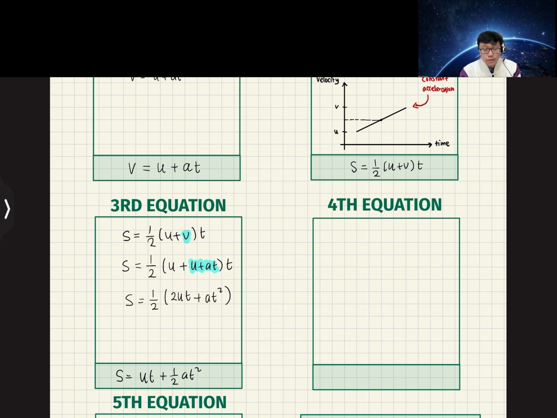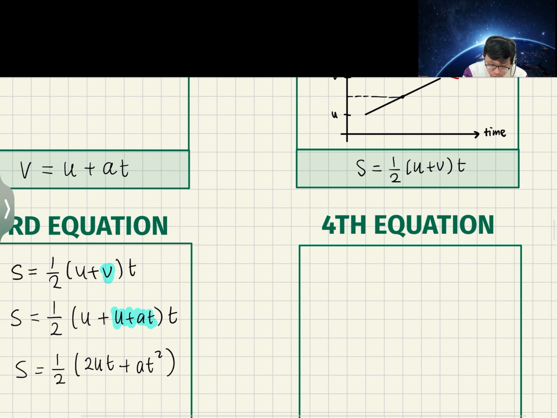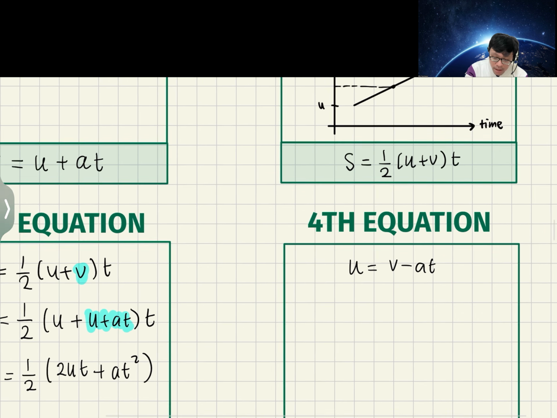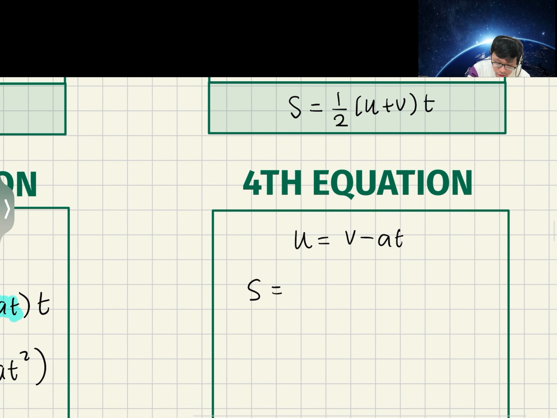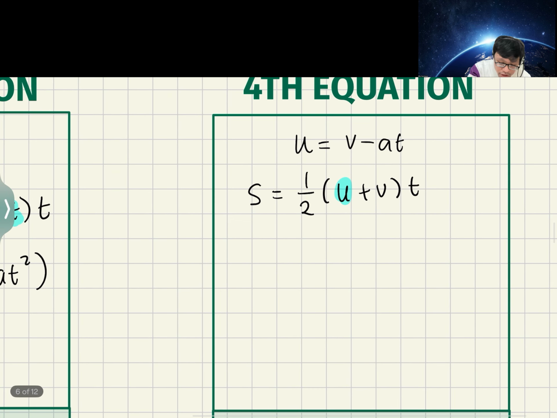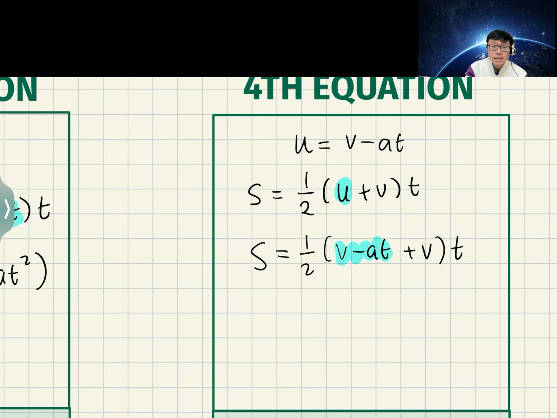Now, how about the fourth equation? For the fourth equation, instead of plugging in v, how about we plug in u into the second equation? So we have u equals to v minus at. From the first equation, we rearrange. And then we plug into our s. So s equals to half times u plus v times t, and we plug in u. So what you will get is s equals to half times v minus at, this is our u, plus v times t.